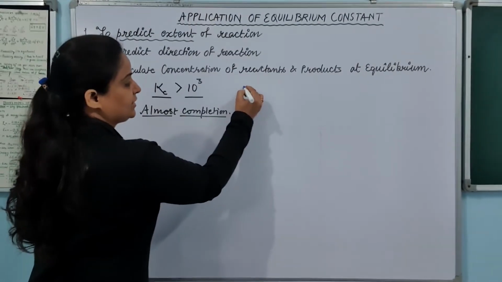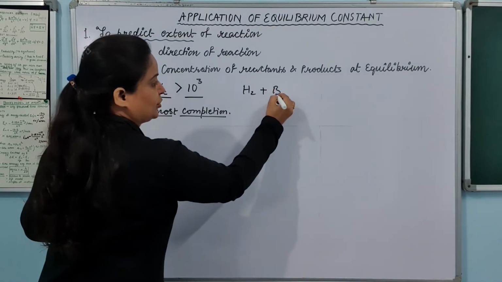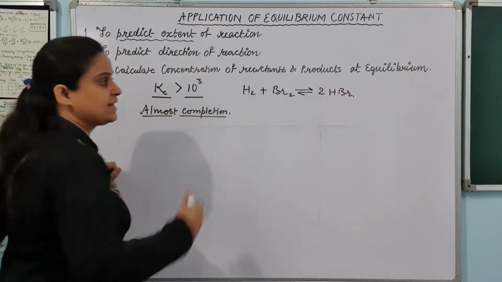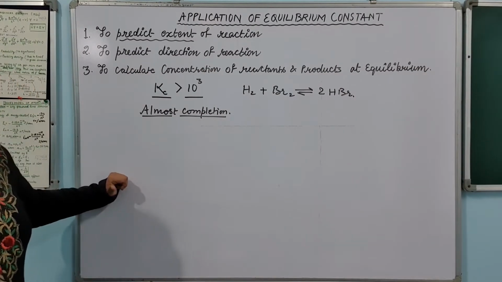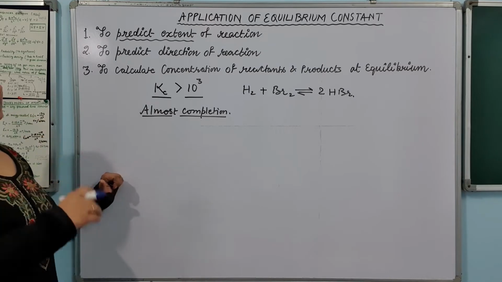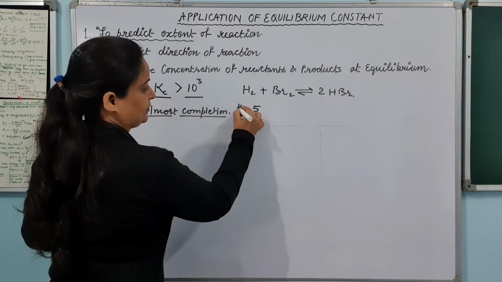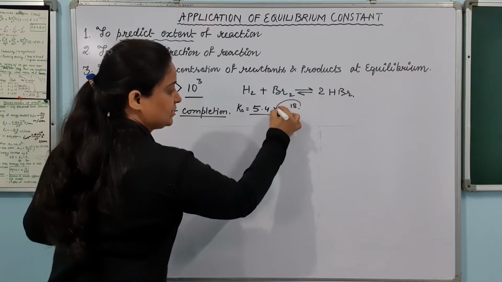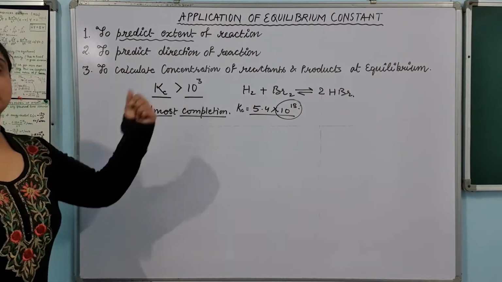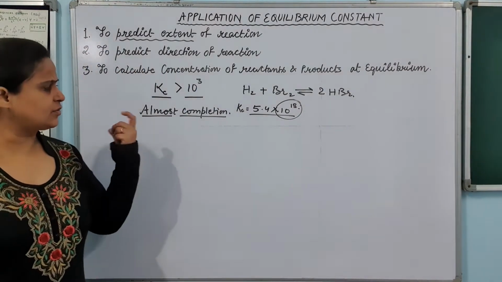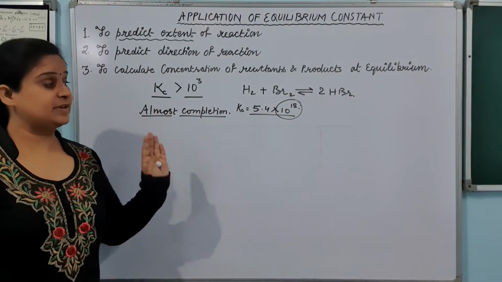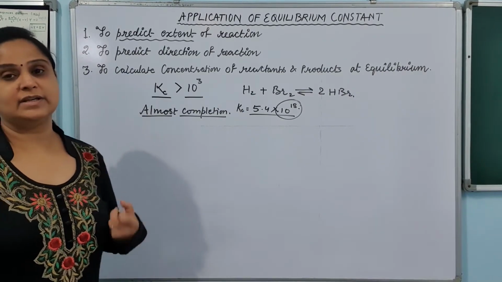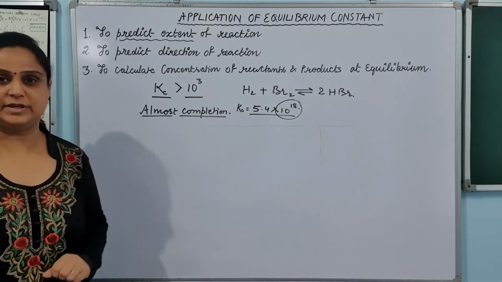For example, take H2 plus bromine forming HBr. This reaction, hydrogen plus bromine making hydrogen bromide, has a Kc value of 5.4 into 10 raised to power 18. What does it mean? It is more than 10 raised to power 3. It indicates that the reaction is favoring the forward direction and the products formed are in a much higher amount than the reactant. So it is about to complete. That you can predict about this reaction.